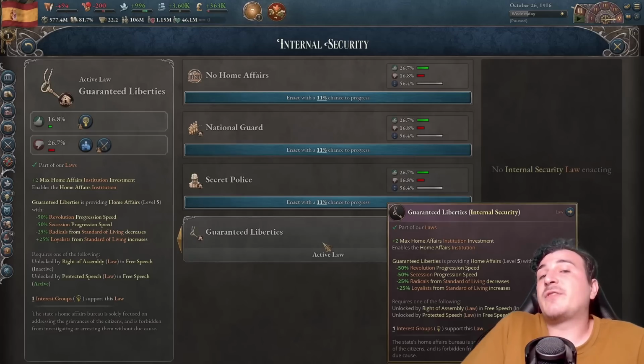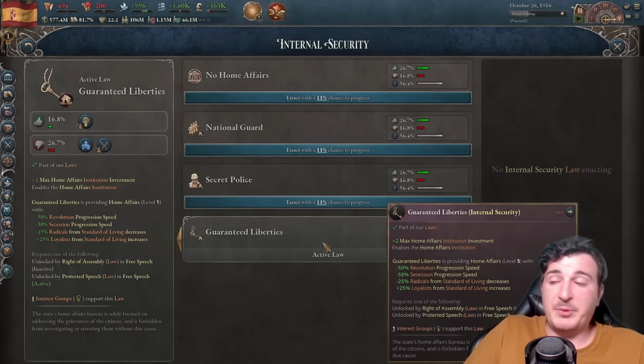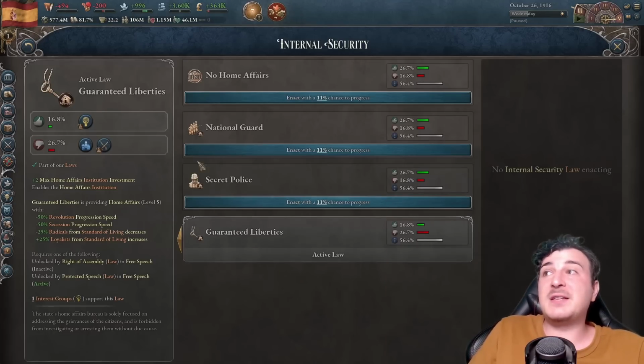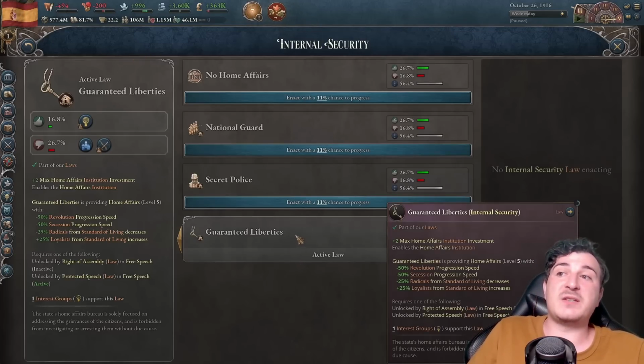Guaranteed liberties, however, removes the radicalism from political movement, but it gives radicals reduction from standard of living decrease with the loyalist increase by 25, which is huge, especially in the later part of the campaign. It means that, look at us, we got 46 million population loyalists and 1 million radicals. One of the reasons why that is because of guaranteed liberties.